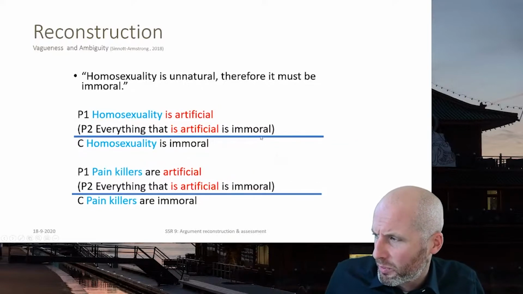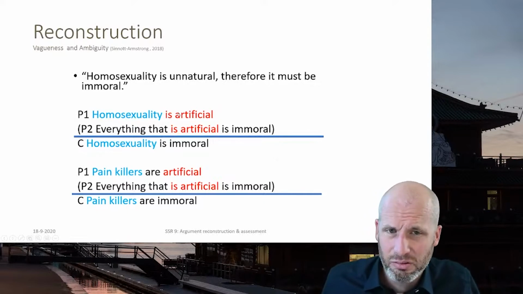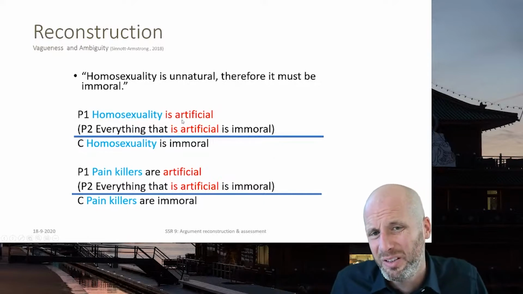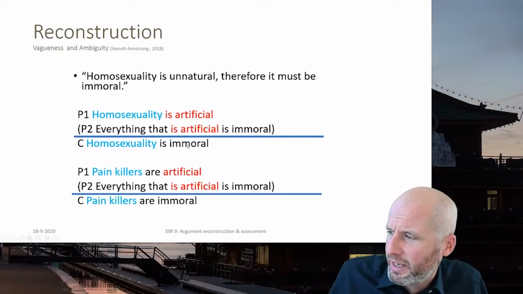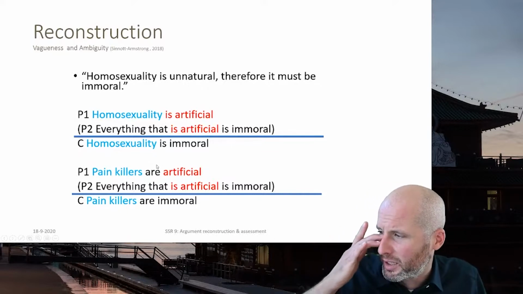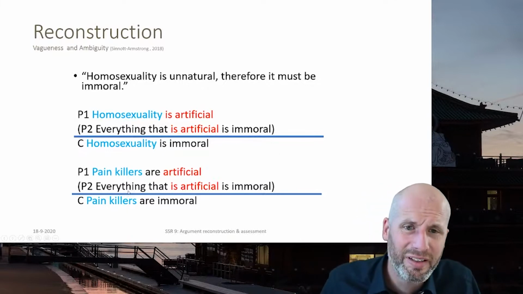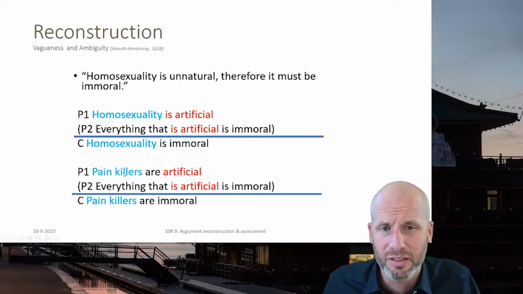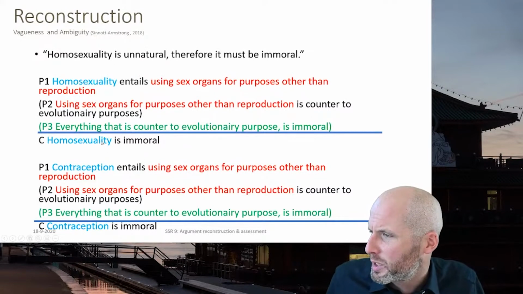Homosexuality is unnatural, therefore it must be immoral. You could interpret the term unnatural as saying something is artificial. Another potential interpretation that people mean, which would make it somewhat more specific, is the meaning. But then again, if we apply a different counterexample, painkillers are artificial, should we therefore conclude that painkillers are immoral? It doesn't work, right? Whatever our interpretation is of the term unnatural. And we could even make this more specific, right?